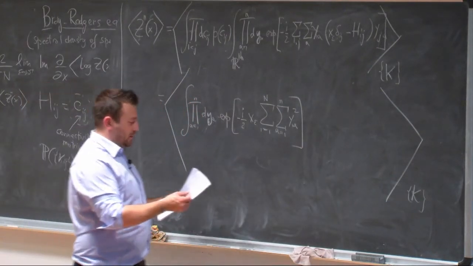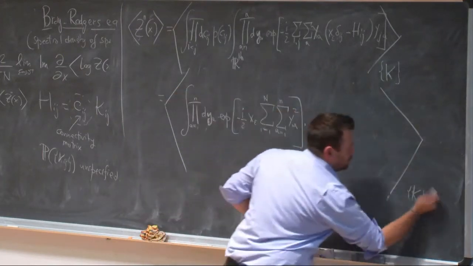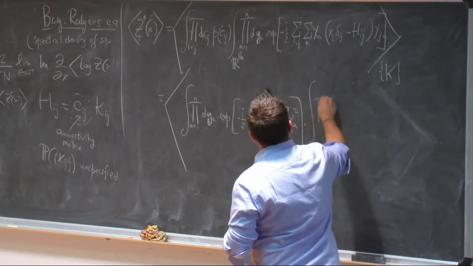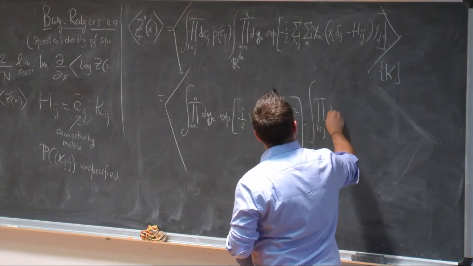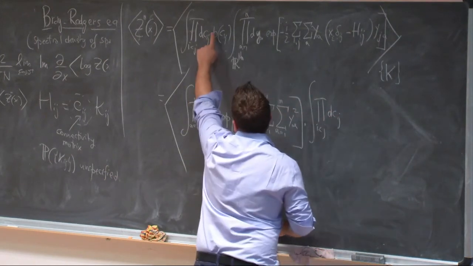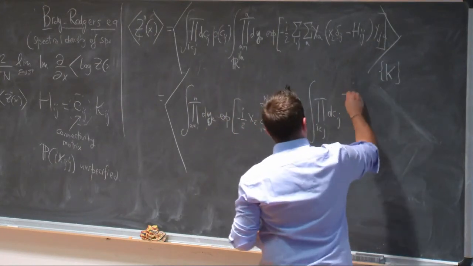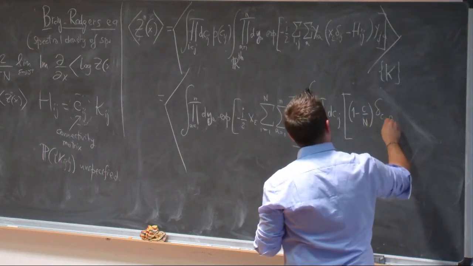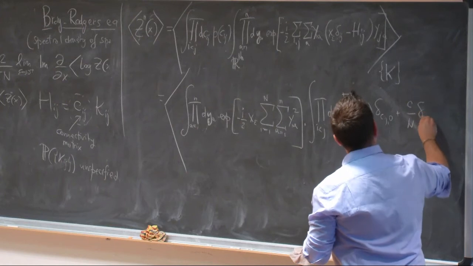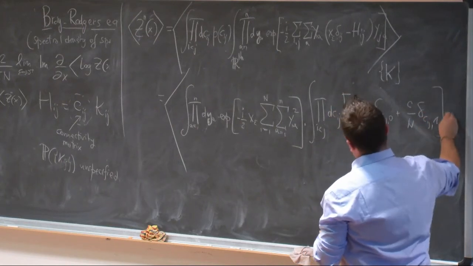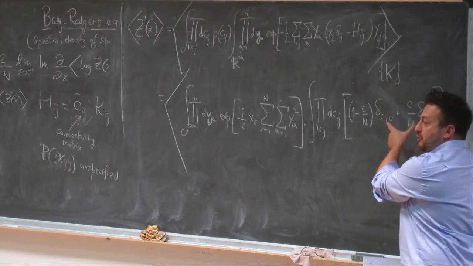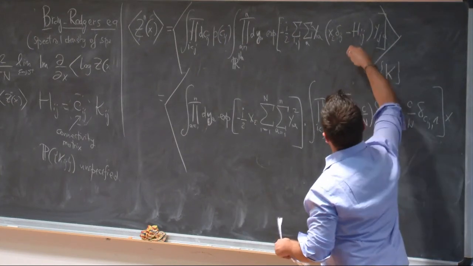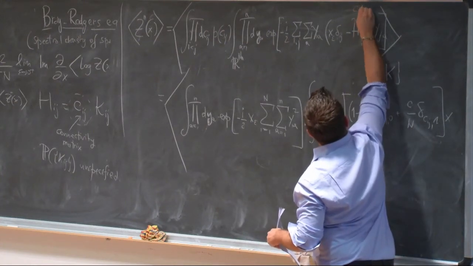Times the bit that depends on the disorder. So it will be the product over i smaller than j of dCij. Then we have that P(Cij) is equal to 1 minus c over N delta(Cij, 0) plus c over N delta(Cij, 1), the distribution of the connectivity matrix. And then I need to average with this distribution the term here. Remember that this guy here is called Cij Kij.